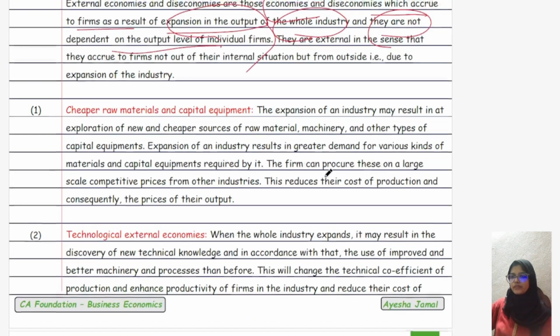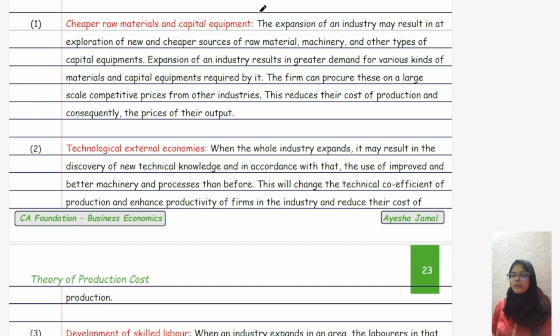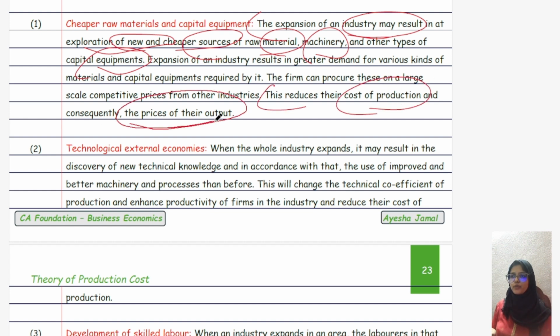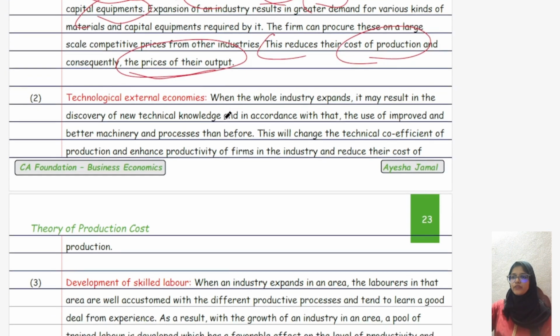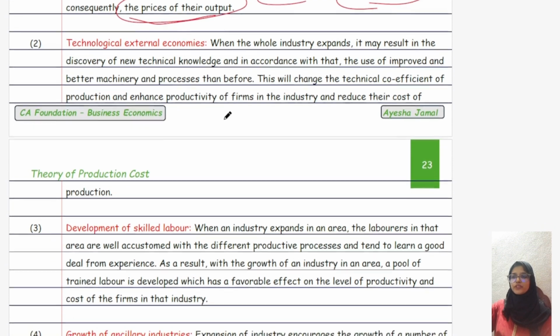So what are the economies and diseconomies in this, we'll see. First, cheaper raw materials and capital equipment. The expansion of industry may result in exploration of new and cheaper resources of raw material, machinery, and other types of capital equipment. This reduces their cost of production and consequently the prices of their output. What will happen? You'll get a lot of cheap materials just because you are a huge firm producing a large output. Because of this, you'll get raw materials and everything at very low cost, so your cost of production is also reduced.